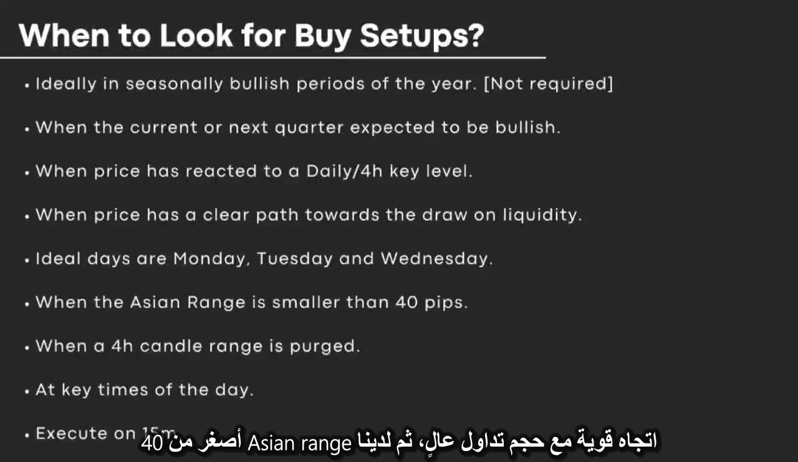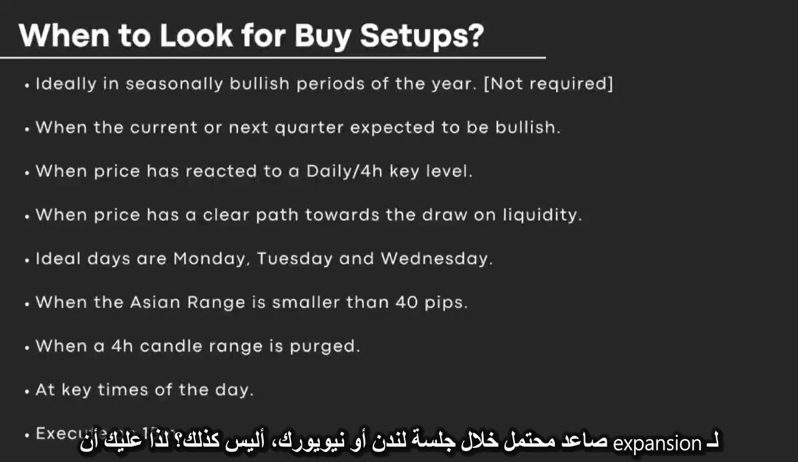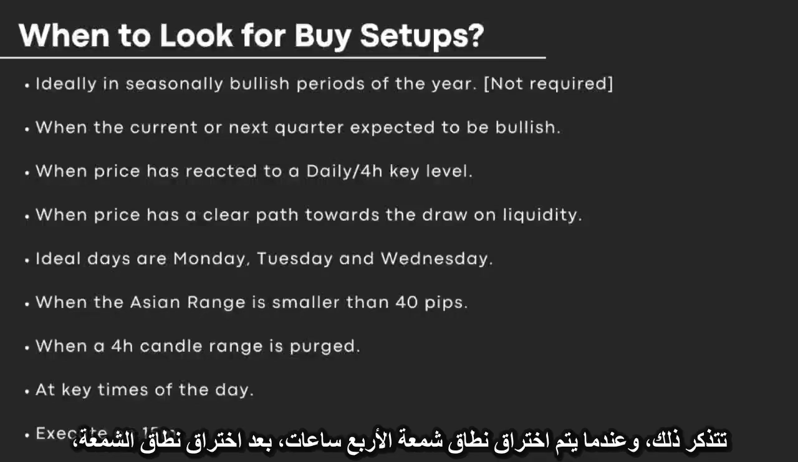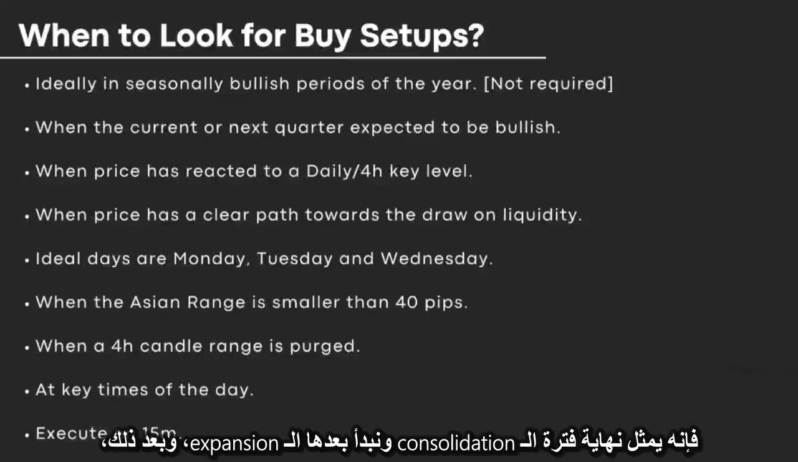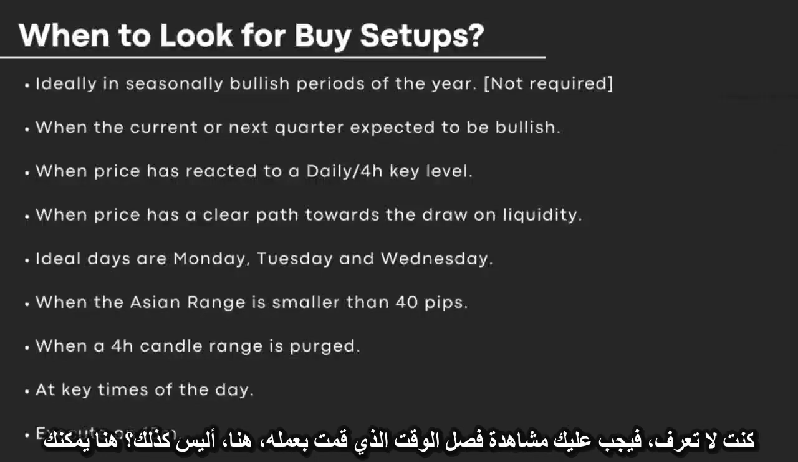And then we have Asian range smaller than 40 pips. A tight Asian range signals consolidation or liquidity building, setting the stage for a potential bullish expansion during the London or New York session, right? So you need to remember that. And then when a 4-hour candle range is purged, it marks the end of a consolidation period, and we then start an expansion. And then last but not least, at key times of the day, and you know what those key times are, and if you don't know, then you should watch the time chapter that I had made.